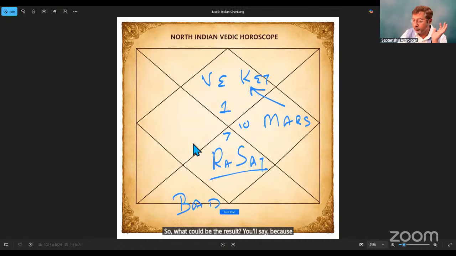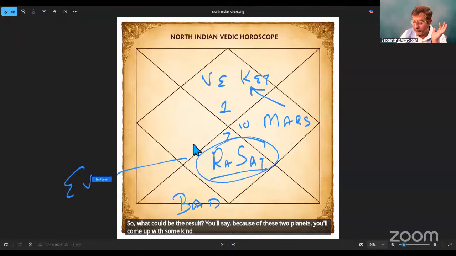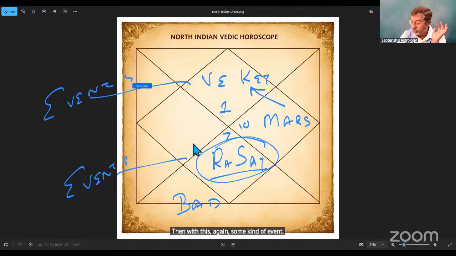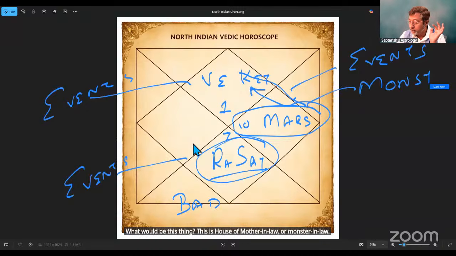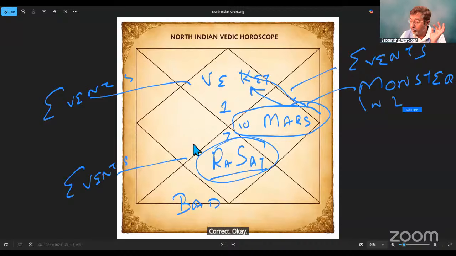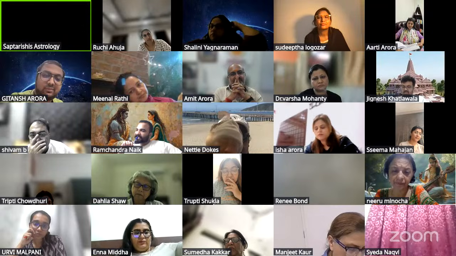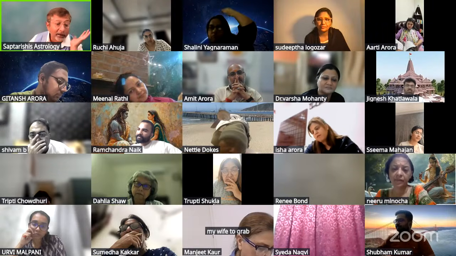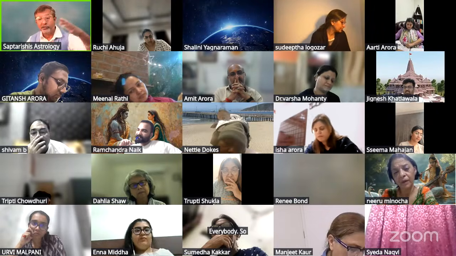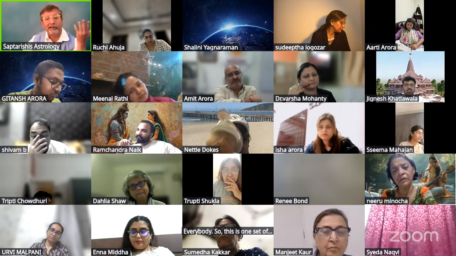You'll say because of these 2 planets, you'll come up with some kind of events. Then with this, again, some kind of events. Then you'll say Mars is exalted here, another kind of events. This is the house of mother-in-law or monster-in-law. Okay, she wants a lot of property. Mars is exalted, so she's pushing my wife to grab my land. Correct, everybody? So this is one set of events that you can make up.